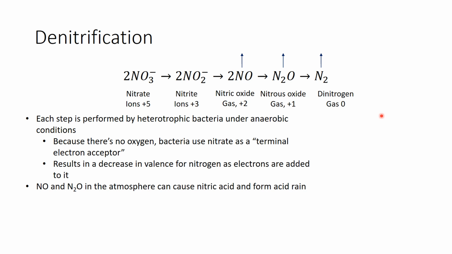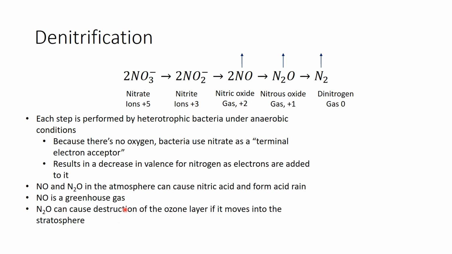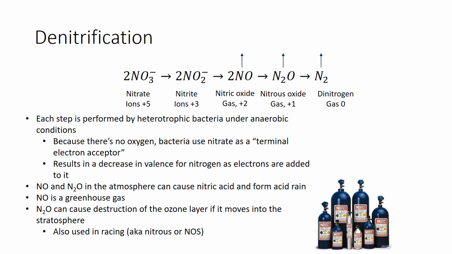And again, nitric oxide and nitrous oxide can cause nitric acid to form acid rain. And NO and N2O are both greenhouse gases. And N2O can also destroy the ozone layer. So there are some environmental issues associated with those forms of nitrogen. And N2O, sometimes called nitrous or NOS, is used in cars to make them go fast.